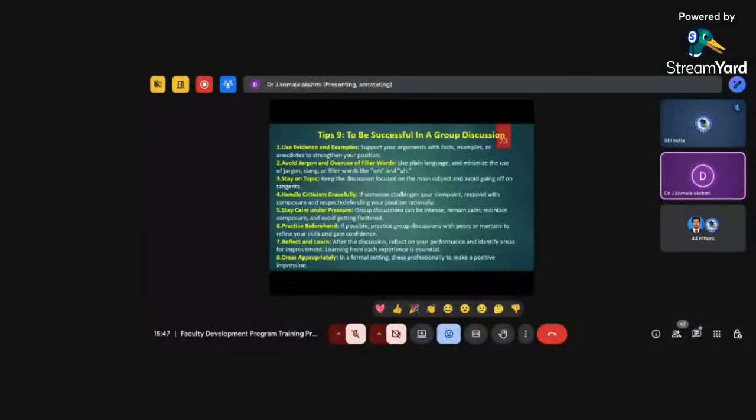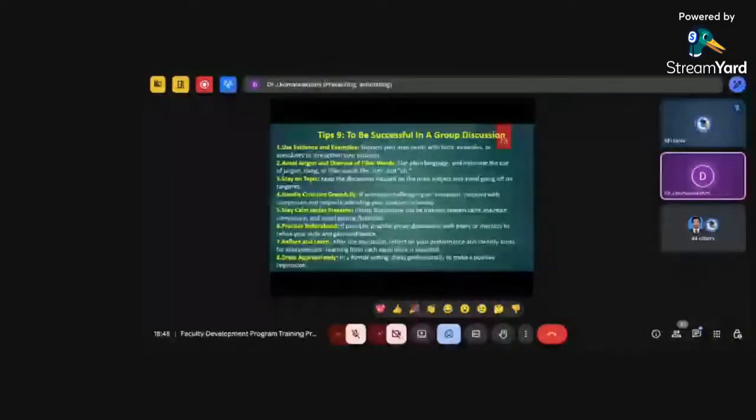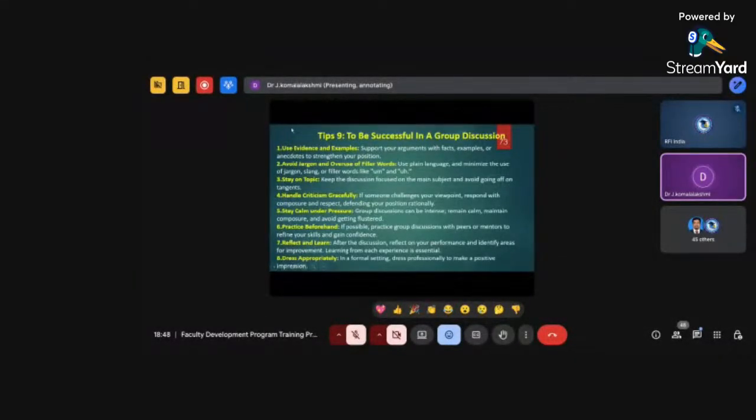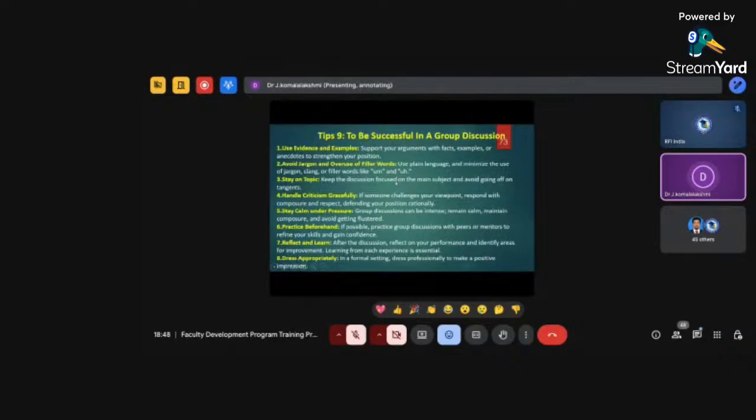So accepting failure, or accepting the point of view or justification from others' point of view, is a major skill required in this life. So we can give, to be successful in a group discussion, what to do and what not to do. So do's and don'ts we can give in tip 9. To use evidence and examples is the do. Avoid, the don't, is unknown words and jargons that confuse the students, and using unnecessary words. So these we can avoid. So tip number 9 is we can give do's and don'ts in the group discussion.